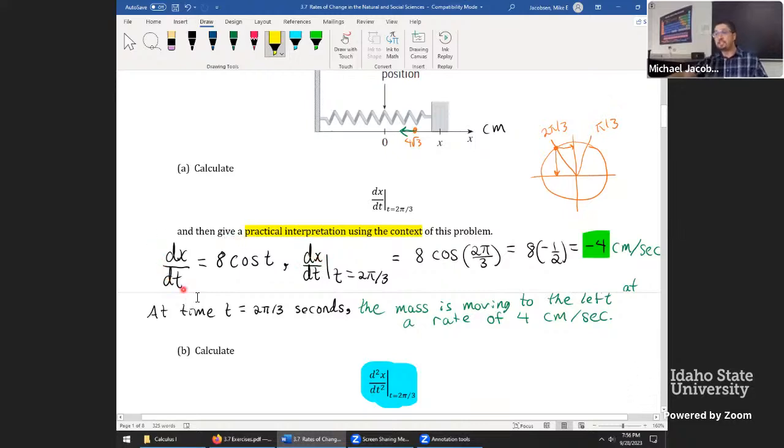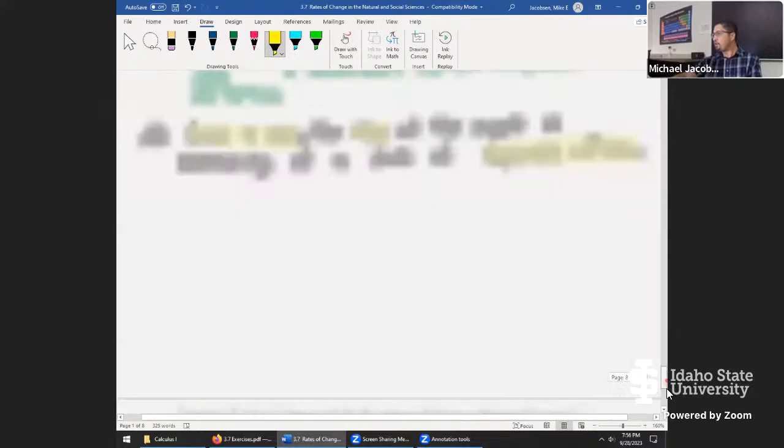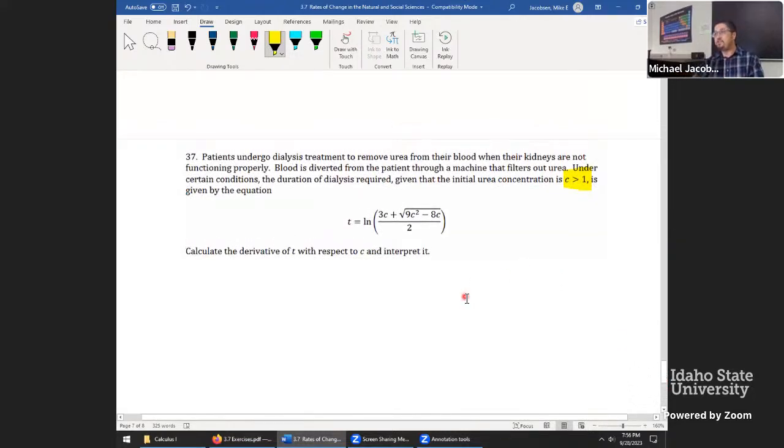Here, we didn't just take a derivative. We input a value and got -4 centimeters per second. Our interpretation was really on that quantity there. But on the current problem, all you're going to do is take a derivative and not evaluate it at all. So just say generically what the derivative represents using the context. It's a really fast kind of interpretation, nothing too major. But first things first, it's a logarithmic function, so you do get a little bit of help on this if you use properties of logs.